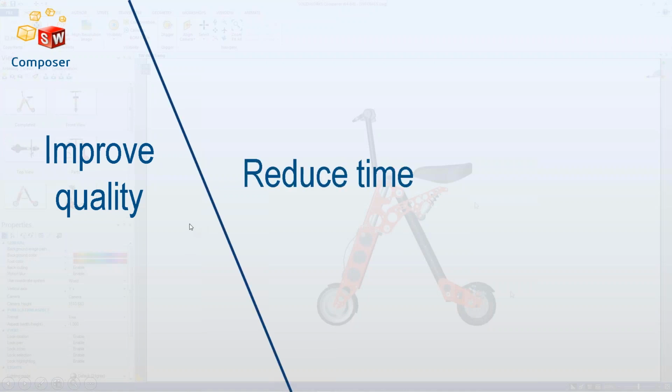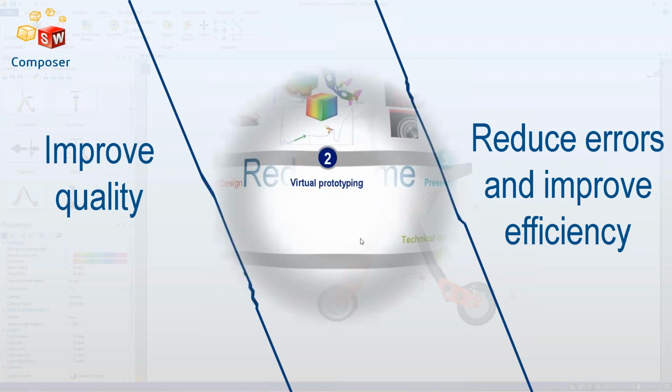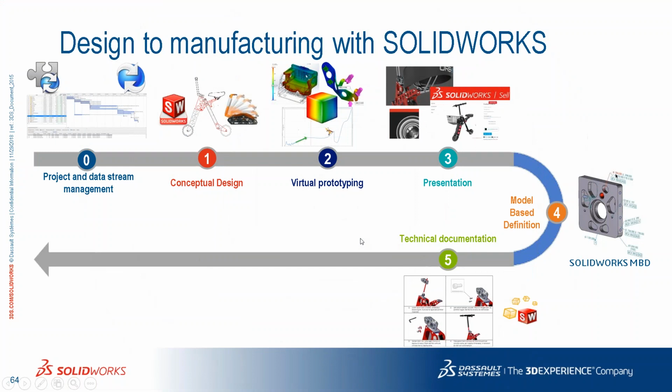So you've seen that Composer will improve the quality of your documentation. You will reduce time because you'll be able to create documentation in parallel with design. And also you can reduce errors and improve efficiency in processes like spare parts, or even there are some applications in assembling. So you're creating specific assembly instructions to avoid mistakes when assembling, or to train new people more effectively. Okay, next will be the subtractive manufacturing.